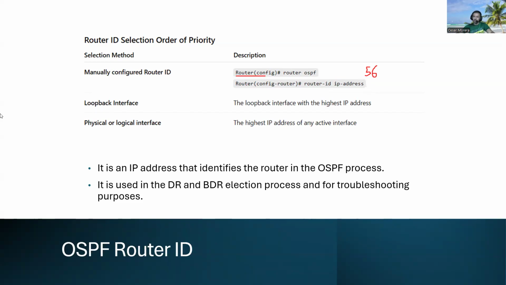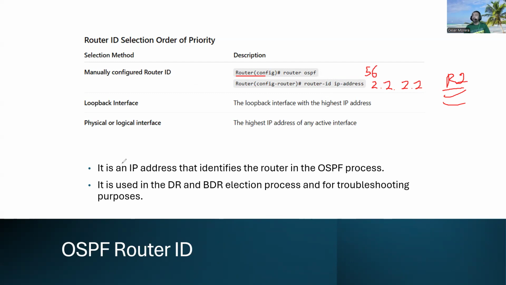And then what do we do? The next one is router ID, IP address, and let's do 2.2.2.2. And that will be for router 2, so we can identify that specific router. The loopback interface with the highest IP address is basically the order for the router ID selection and order of priority.